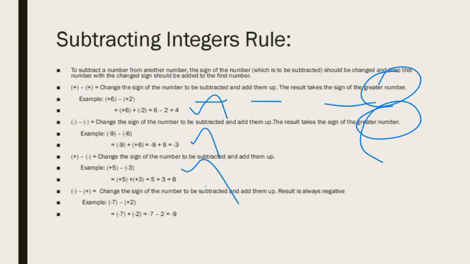Negative integer minus positive integer: change the sign of the number to be subtracted and add them up. The result is always negative. For example, minus 7 minus plus 2. We get minus 7 plus minus 2, which is equal to minus 7 minus 2. We get minus 9.